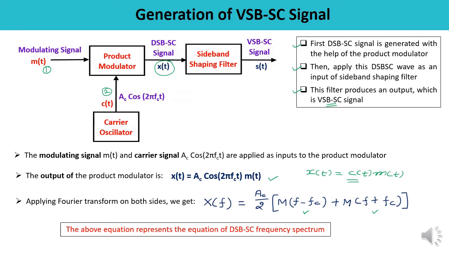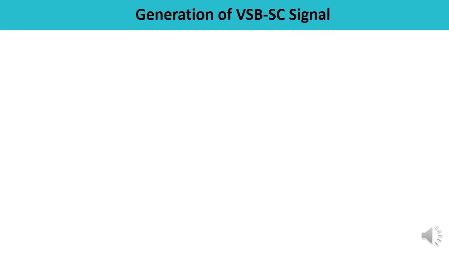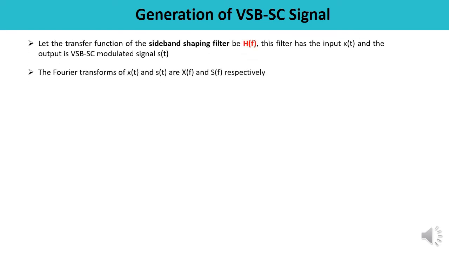Now when it is applied to the sideband shaping filter, at the output we get s(t). Before moving on, you have to understand that the sideband shaping filter's transfer function is written as H(f), and the filter has an input x(t) and output s(t). Then the Fourier transform of x(t) is X(f) and the Fourier transform of s(t) is S(f). Then mathematically we can write S(f) as X(f) into H(f).